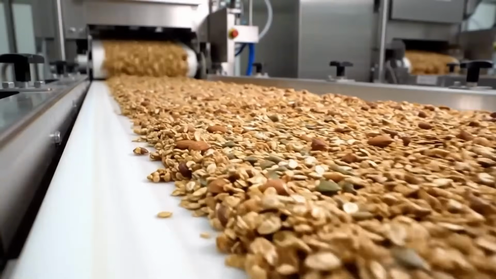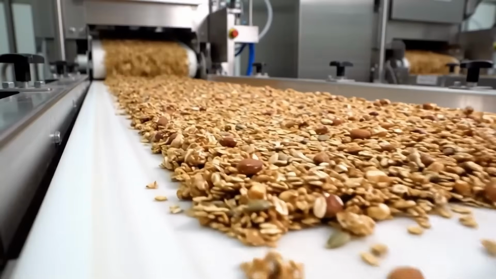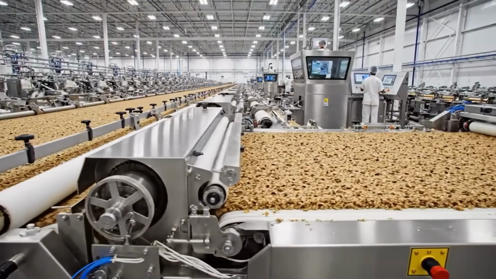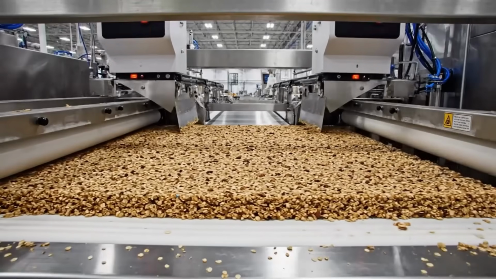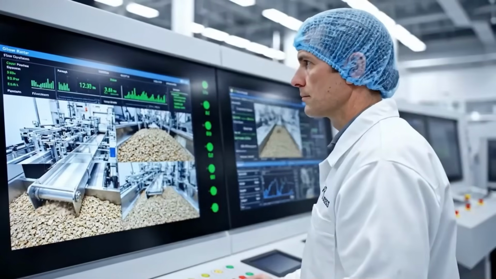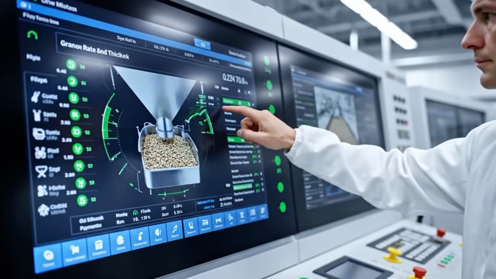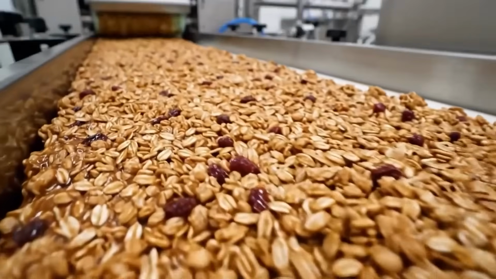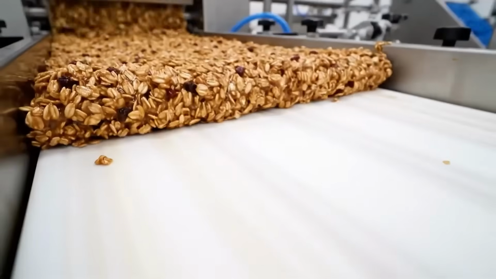Compaction follows spreading and it defines bar density. A set of compression rollers presses the mass to a target thickness. Roller pressure and gap determine final thickness and porosity. Higher compression yields a dense bar with fewer voids and a cleaner cut. Lower compression yields a lighter bar with more chew and visible structure. Compression must be uniform across the belt to avoid thickness variation.